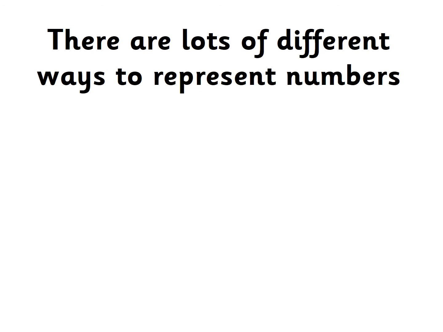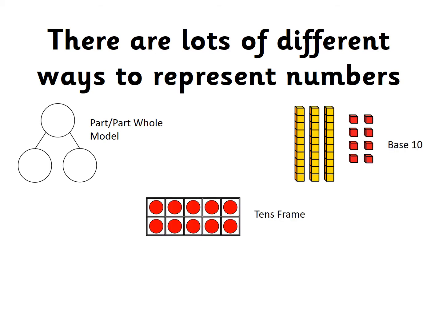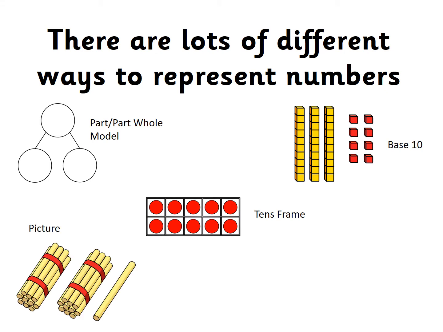So there are lots of different ways to represent numbers, and we've been looking at a lot over the last few weeks. So you've got part whole model, which we should be really good at using by now. Tens frames can show numbers. Base 10 can show numbers. A picture, for example, straws, can show numbers. And then obviously you can see them in the actual number and in the words themselves, the name of the number.